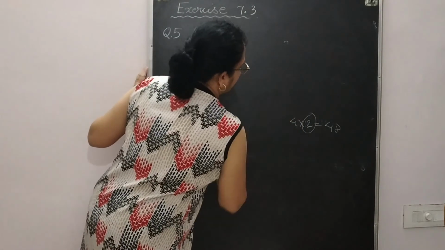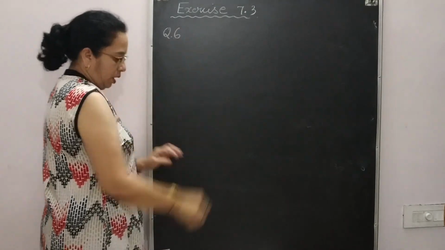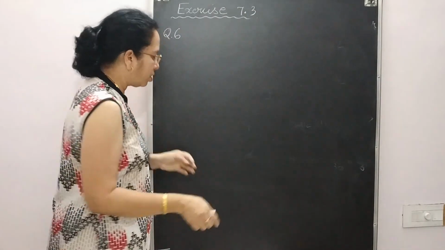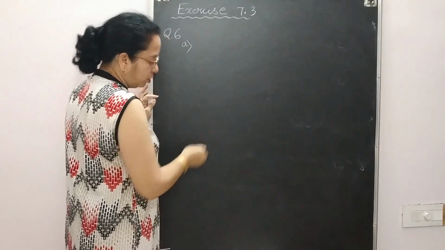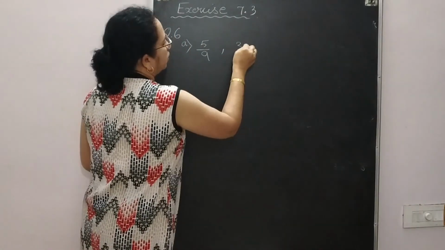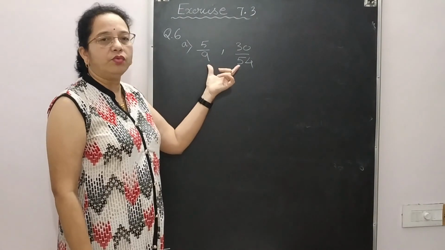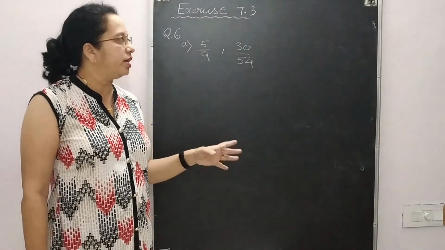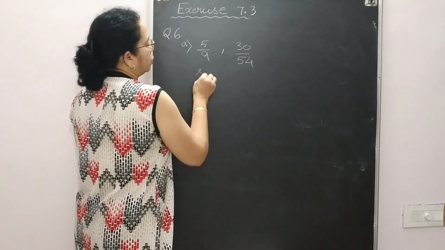Okay, next is question number 6. Question number 6, here it is given, check whether given fractions are equivalent or not. What is equivalent fractions? Their value is same. Okay, so write down the first one, this is 5 upon 9 and the another number is 30 upon 54. Two ways are there. You can convert into simplest form and check, or you can convert into like fractions and check. I will tell you both the methods, whatever is easy for you, you can do. So the two methods are there.